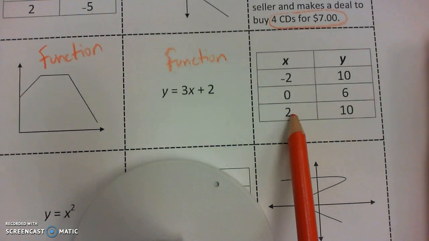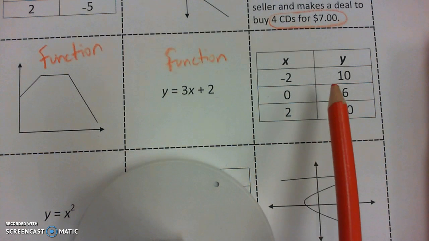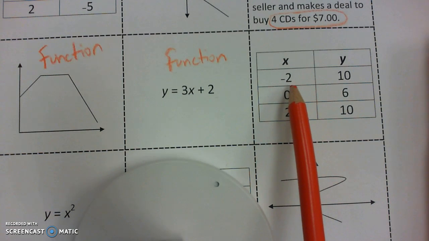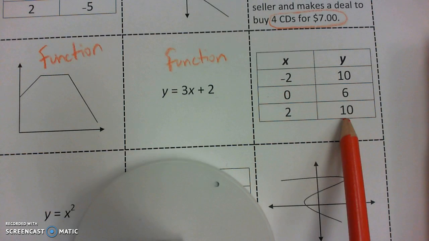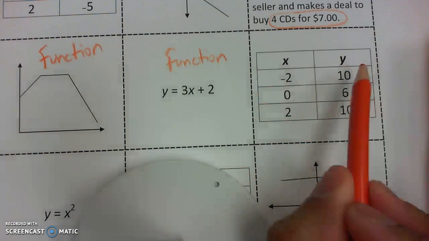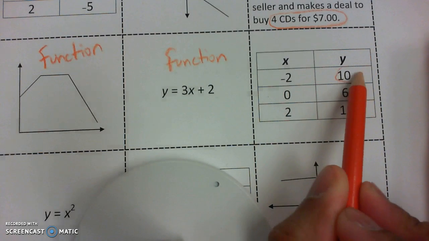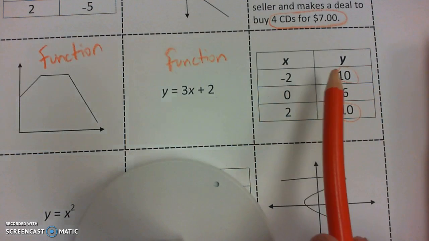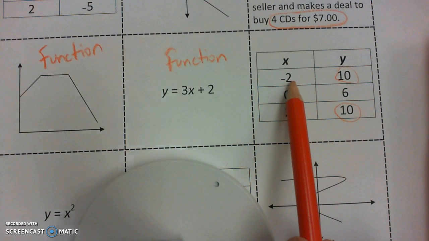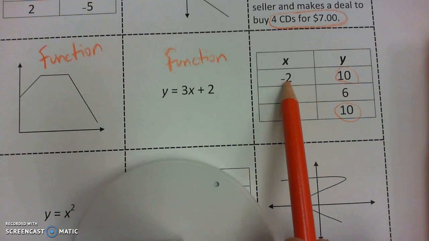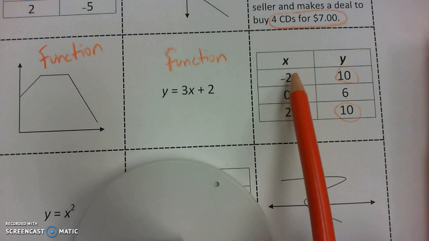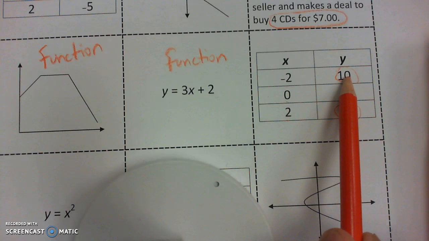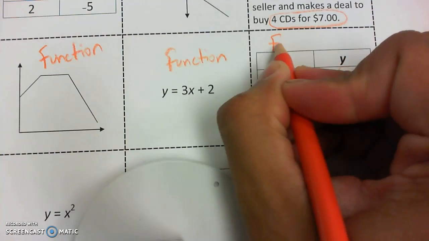When I take a look at the table at the end, I have 3 x values, -2, 0, and 2. Each of those matches up to a y. Now I have 2 y values of 10. But that doesn't matter. All that matters is that each x value only has one y value. -2, 10, 0, 6, 2, 10. Each x value only has one y value. So this is also a function.